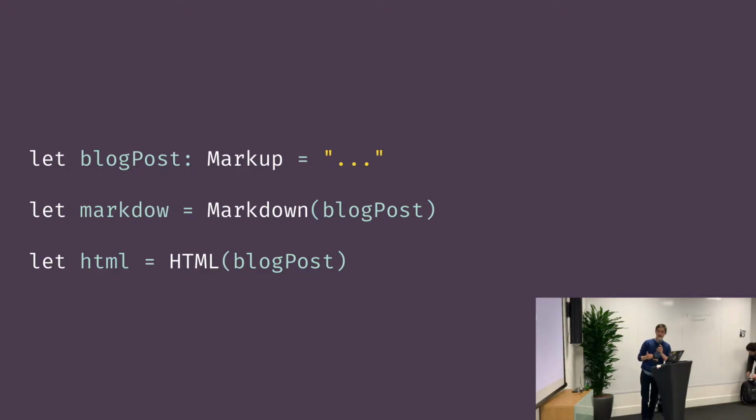So this we can do, and let's imagine that we want something like this. We want some special type called Markup. We want to write something in Swift, and then we want to be able to convert this Swift code to Markdown format or to HTML format. So let's look now at how string interpolation can help us to do this.